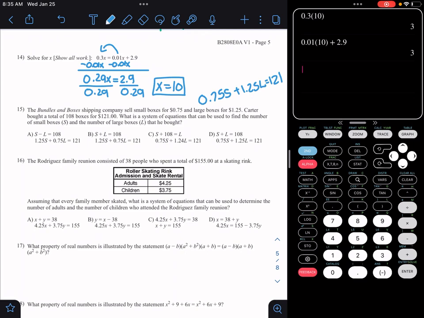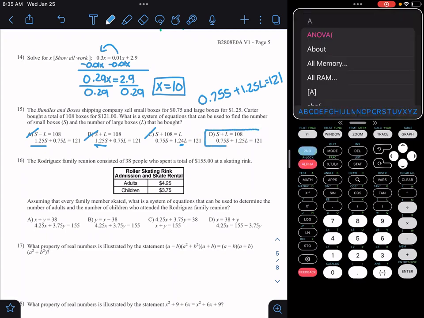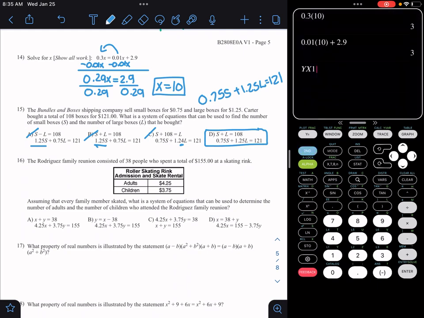Well, it's not going to be answer choice 4 because I see that they changed 1.25 to 1.24. So it's not going to be that. It's not going to be answer choice B or A because they're saying that the small boxes cost $1.25, which means that answer has to be D. The first equation is talking about how many boxes there are. The number of small boxes plus the number of large boxes equals 108. And then they're talking about the price of both ends up equaling the total price of 121.